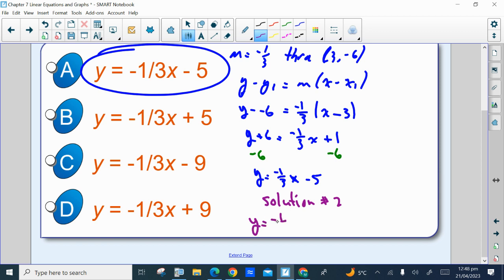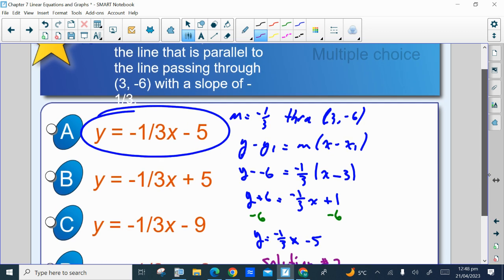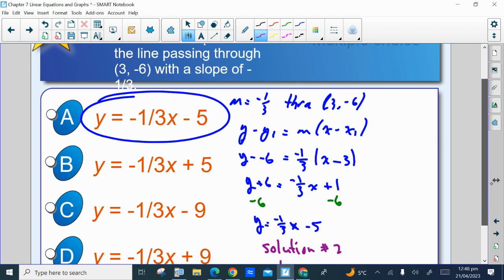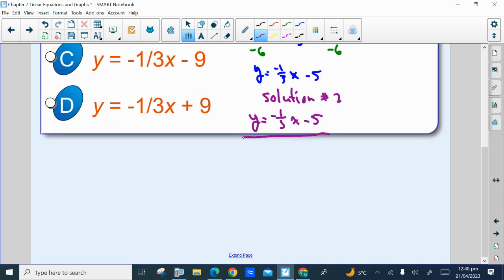So again, what this would involve is taking each equation until you find the one that the point 3, -6 satisfies. In other words, when x is 3, y needs to be -6. Y is -6 when x is 3. So it's -1/3 times x, which is 3. -1/3 times 3 is -1, and -1 minus 5 does equal -6.